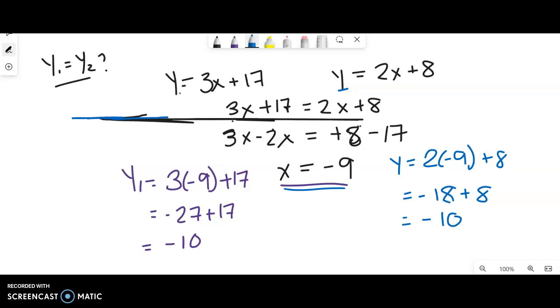Now we know that the point of intersection is negative 9, negative 10. This one is done. Let's try another one.